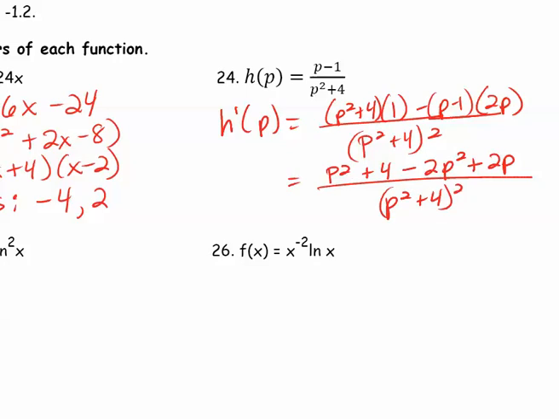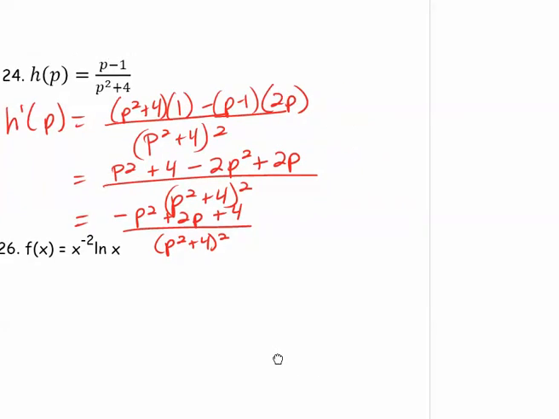And then we're going to have to clean that up to set it to 0. So our numerator, negative p squared plus 2p plus 4. I'm not sure whether this was intentional or whether perhaps I typed the problem wrong, but this numerator doesn't look factorable to me. So where is the numerator?